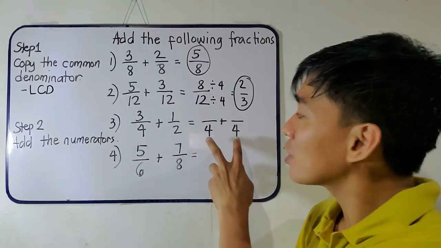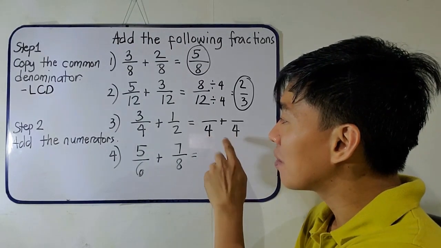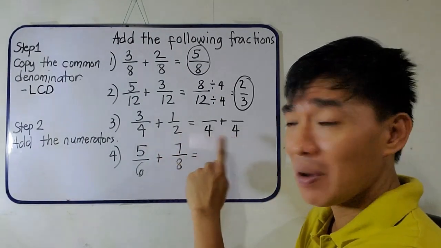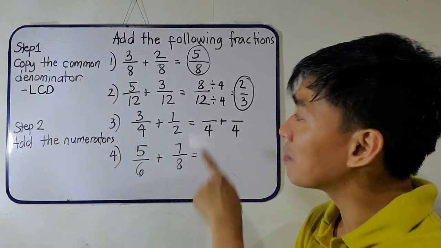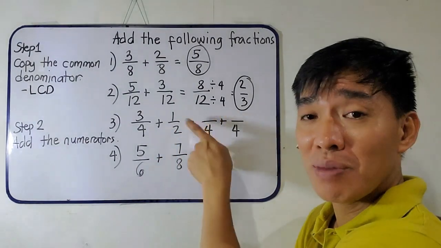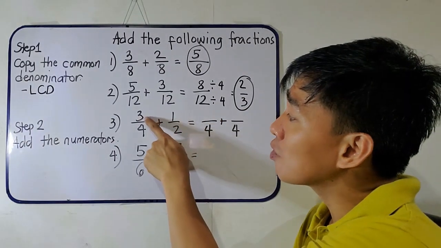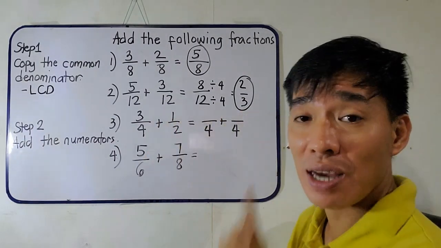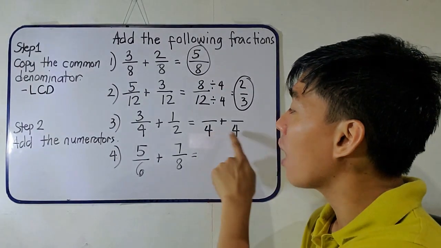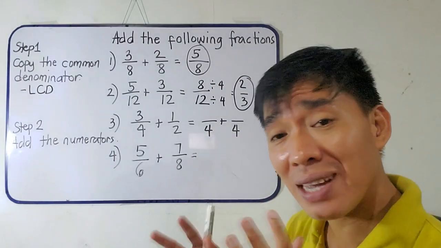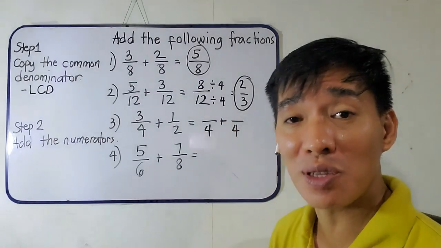Now, because you already found this number which is common to both of them, a multiple of 4 and a multiple of 2, ang next natin yung problem is paano pangitaon ang ilang numerator? Do we still use 3 and 1 here as our numerator? Of course not, because we change our denominators. So technically, our numerators will also change.